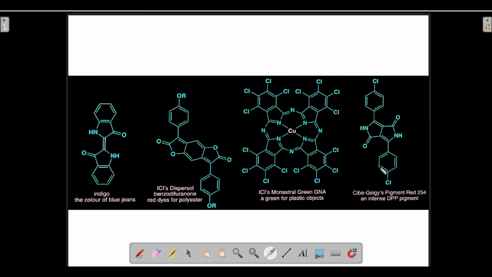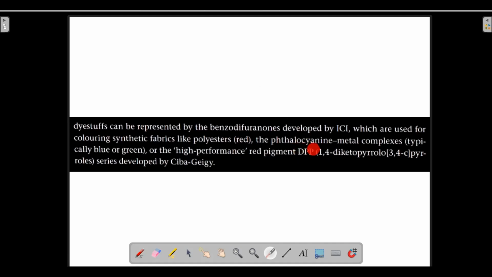This is high performance Ciba-Geigy. This company, Ciba-Geigy, was the first company to prepare this. Its pronunciation is Ciba-Geigy. It is pigment red 254, an intense DPP pigment. It is also a red pigment, just like this one, which was a red pigment. Now, what is the full form of DPP? The full form of DPP is diketopyrrole.